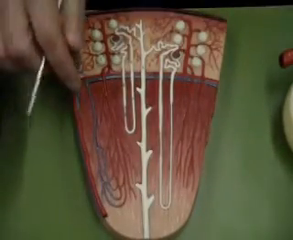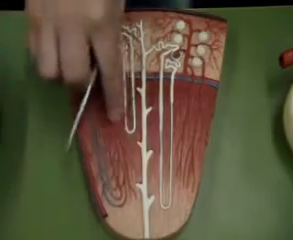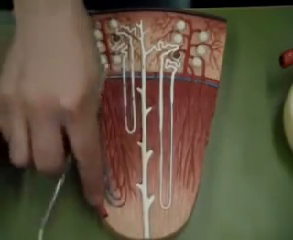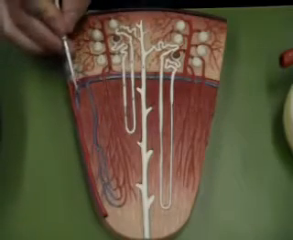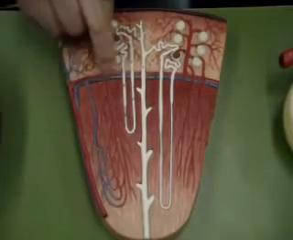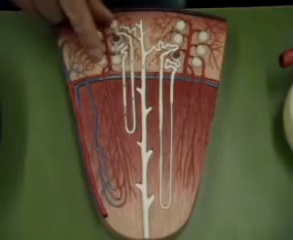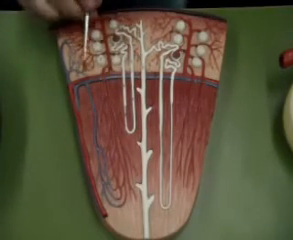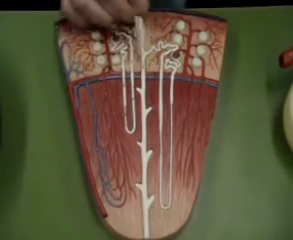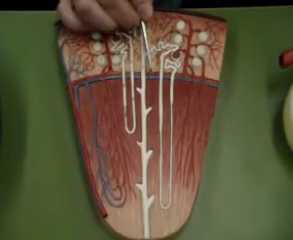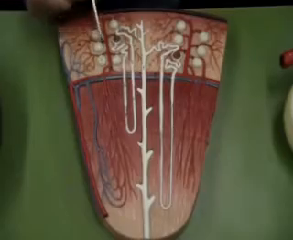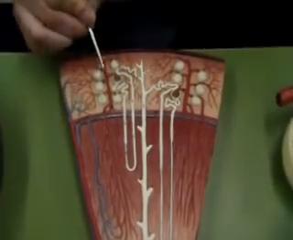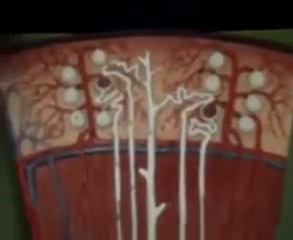If we look at blood vessels here, since this is a renal pyramid, these are the interlobular. So this is the interlobular artery, this is the interlobular vein. These blood vessels, which are between the cortex and the pyramid, are the arcuate. So this is the arcuate artery, this is the arcuate vein. The ones that are coming up into the cortex are the interlobular. This is the interlobular artery, this is the interlobular vein.